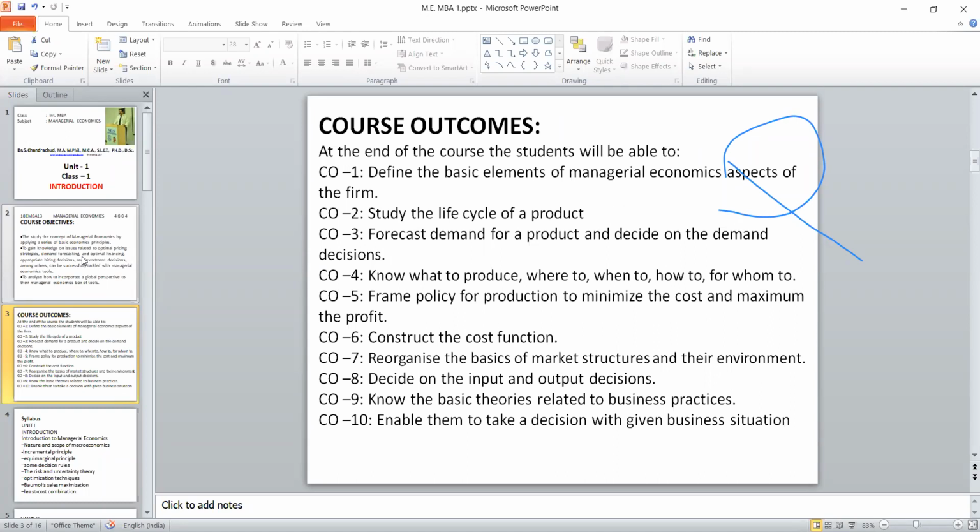Then a student can frame not only the production function but also the cost function, and have a good knowledge about the market structure, and relate the input output decision. That is how the raw material is converted into the final product. Raw material is the input, final product is the output. What is in between that? That is the production process.